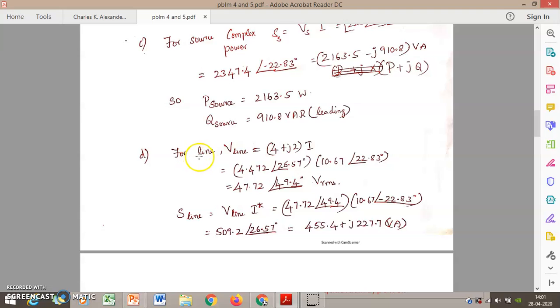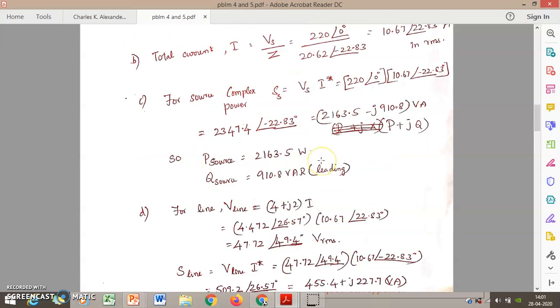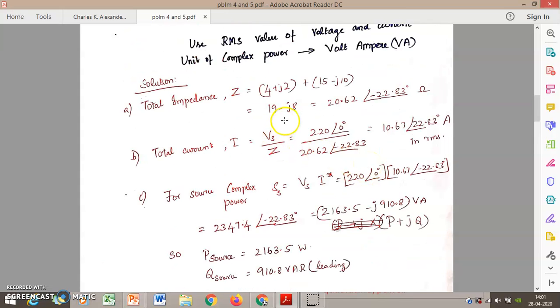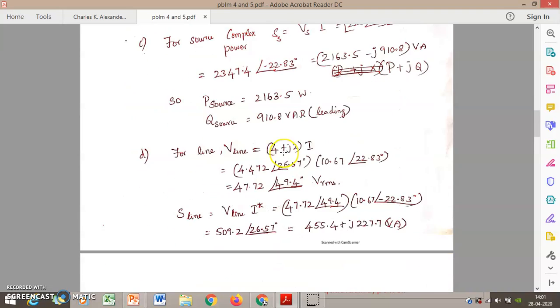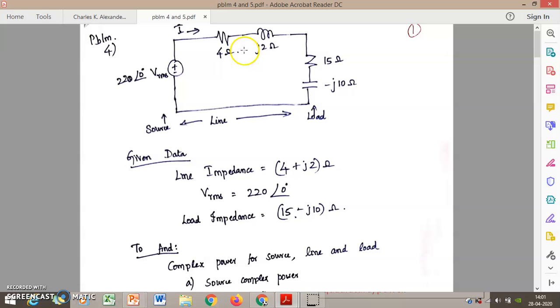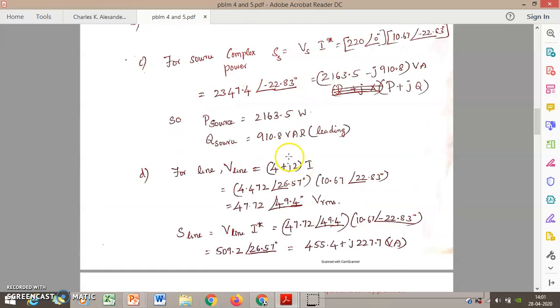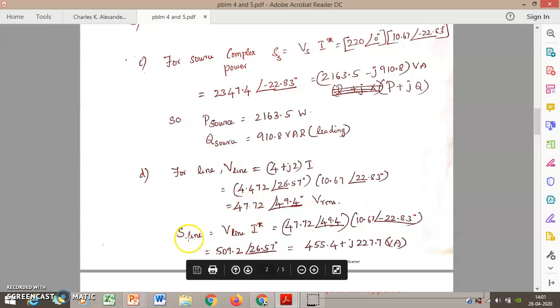For line, the same procedure for finding line. Only difference is here we have to calculate V line with different Z. We have calculated voltage and current with overall Z here for the source, but for line we have to calculate the V line using the impedance of the line alone. So Z into I, what is this? It is the impedance of the transmission line which is given in the circuit. See, 4 plus J2 is the transmission line impedance. So I am multiplying that impedance to the current, we are getting V line. From V line we can substitute in S.